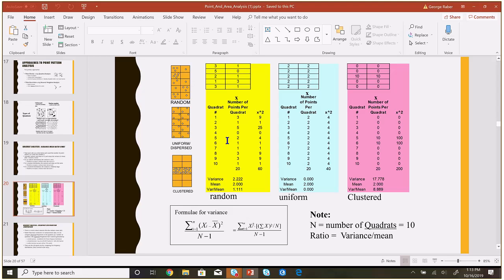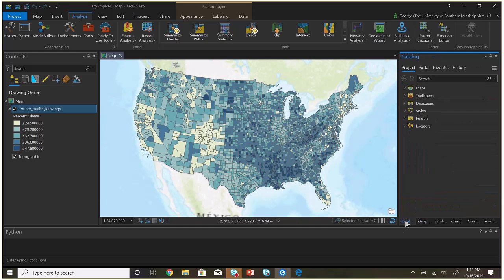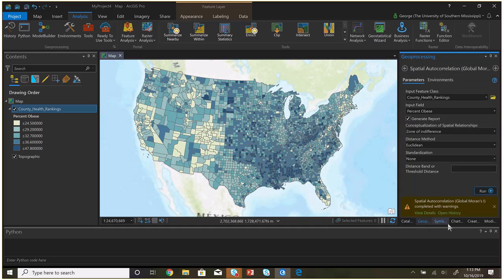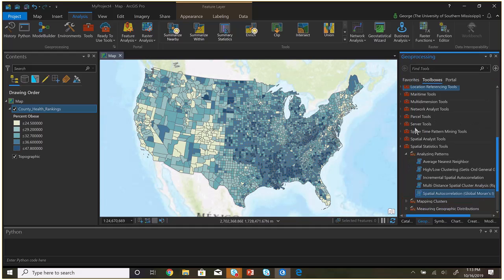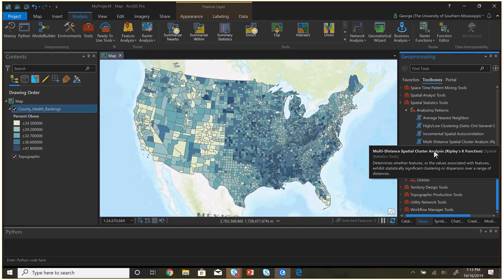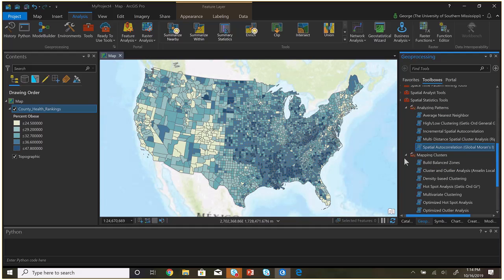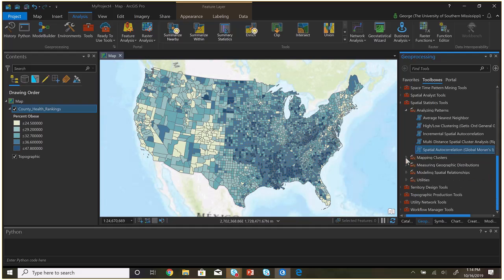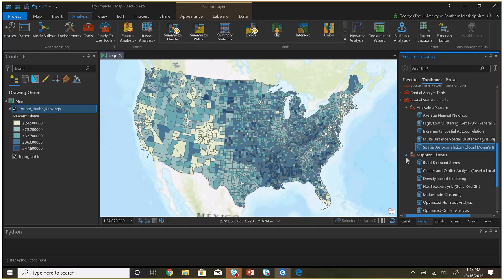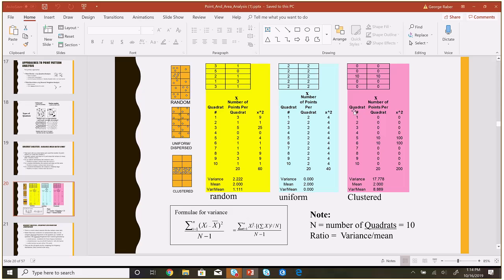Now this mean variance ratio, unless they've added it recently, is not one of the tools in the spatial statistics toolbox. Yeah, I don't see it. That's the one we talked about last week. But this is something you could do by hand.